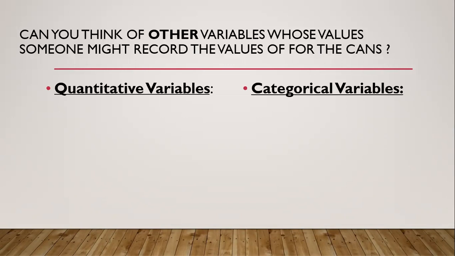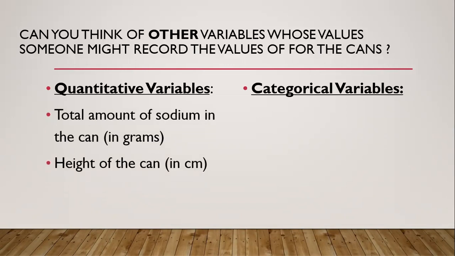Here are some additional examples that we might come up with. For quantitative variables, the total amount of sodium in the can in grams would be an example of a quantitative variable because we could do math on those numerical values. Or the height of each can in centimeters. That would be another example of a quantitative variable.